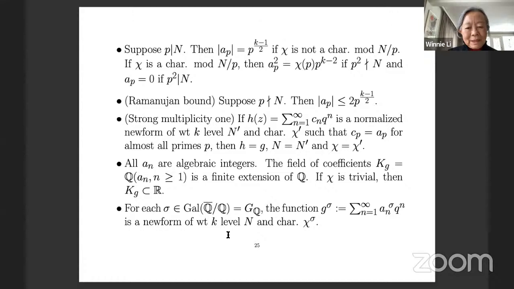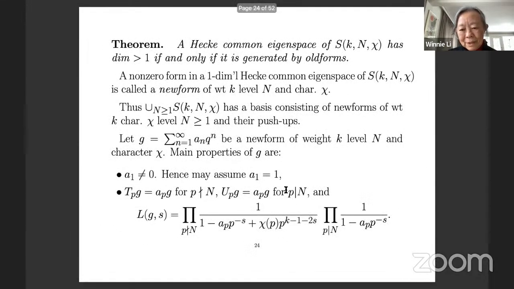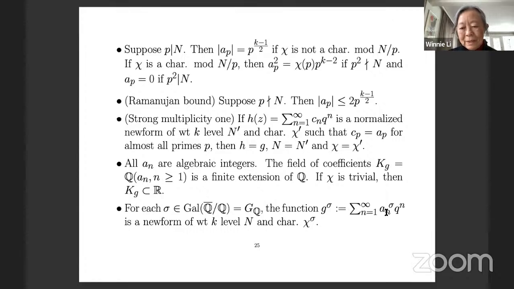And another property is that if we take an element sigma from the Galois group of Q-bar over Q and apply it to the Fourier coefficients, because the Fourier coefficients are algebraic, then the resulting form is also a newform of the same weight and same level, but the character becomes conjugated by sigma.